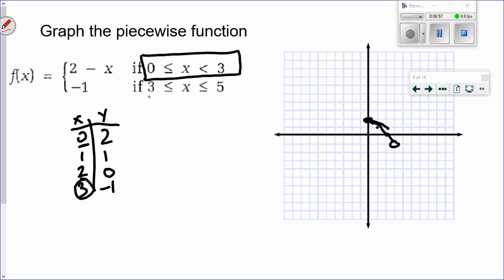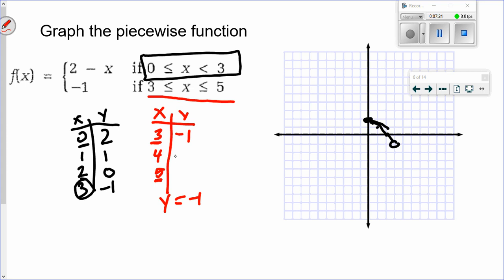So then the next one is 3 to 5. We have x is between 3 and 5, so I'm going to put 3 with a line to remind me to color it in. 4, 5, and 5 also has a line to remind me to color it in. And this says that y, or f of x, equals negative 1. So that's going to mean that if x is 3, y is negative 1. If x is 4, y is negative 1. If x is 5, y is negative 1.